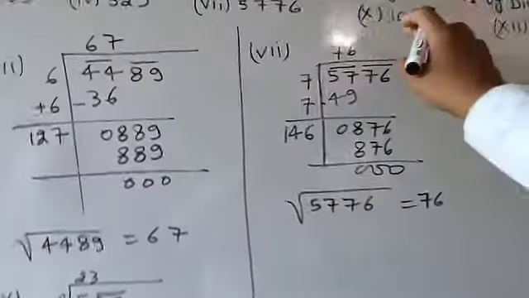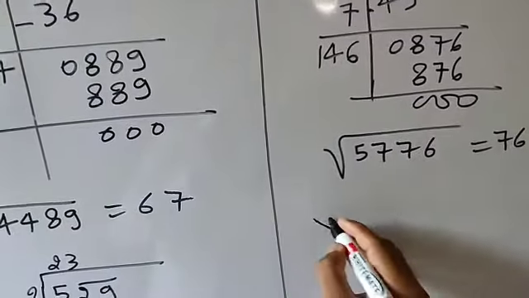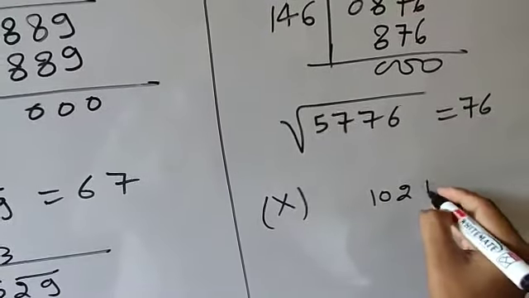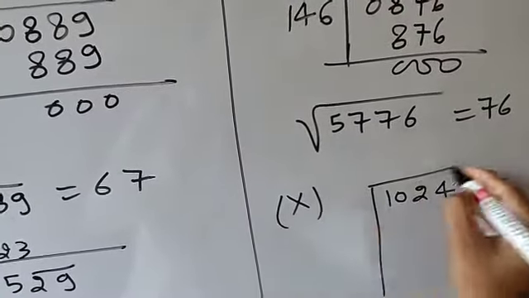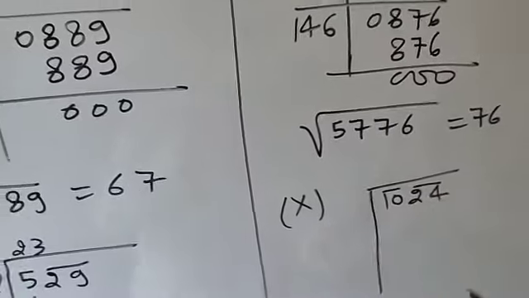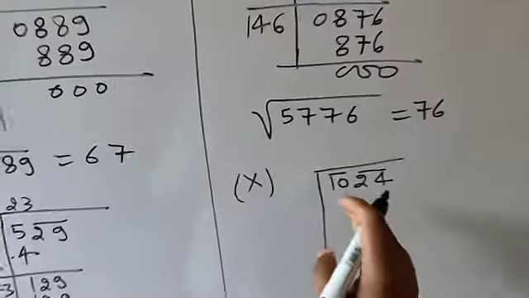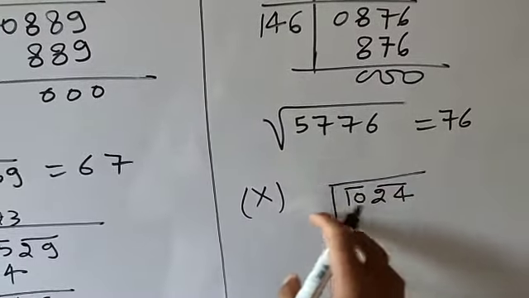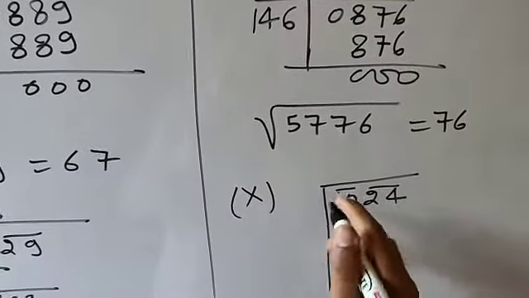Now the next number is 1024. Here I am going to explain that. 1024. Now here it is first pair, second pair. So 1 1 ja 1, 2 2 ja 4, 3 3 ja 9, 4 4 ja 16. 16 is greater than 10.